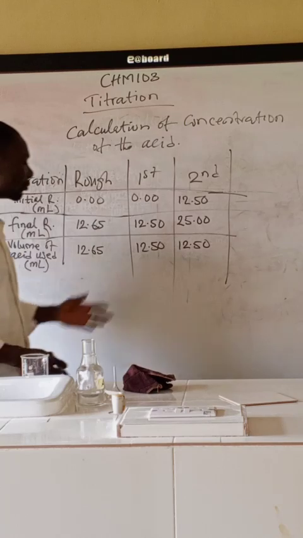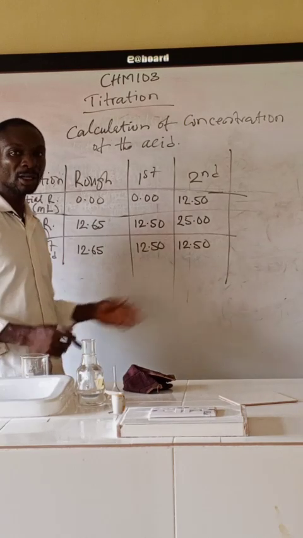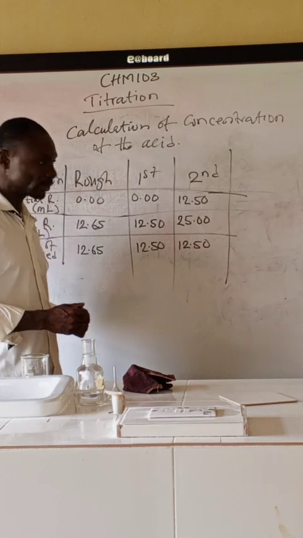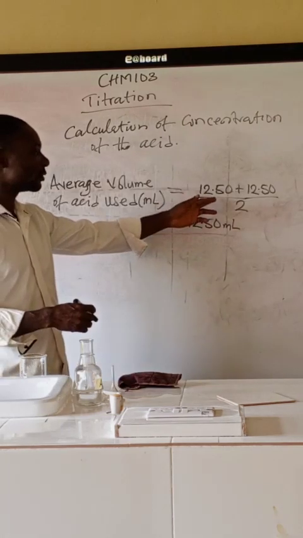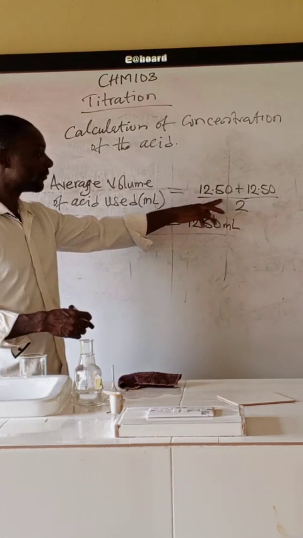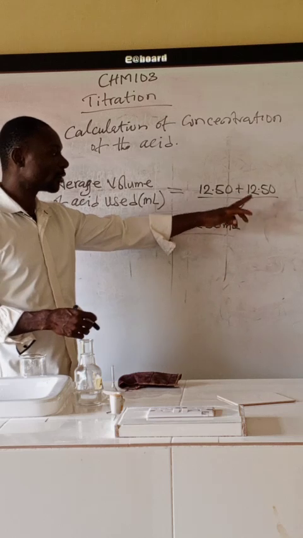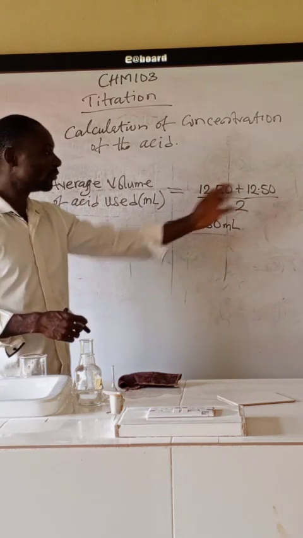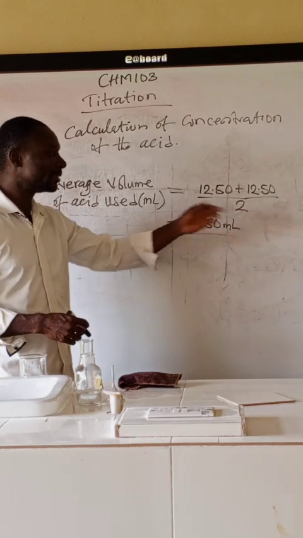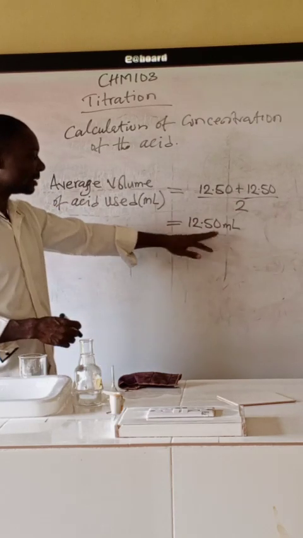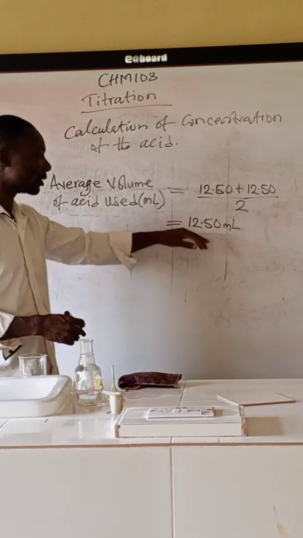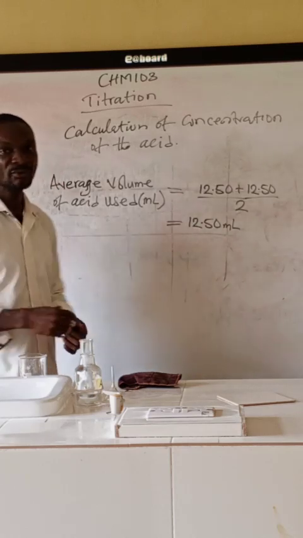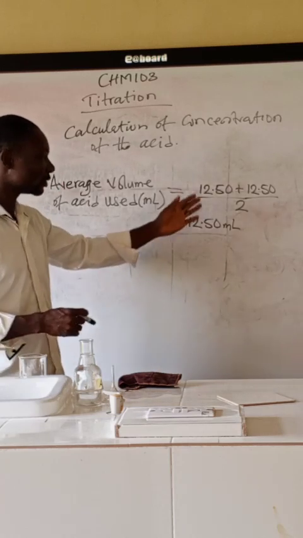We can now go ahead to work out the average volume of acid used. The first titer volume was 12.50, the second one was 12.52. To average, these two values are added and divided by 2, and the average gives us 12.50. Now this is due to how skillful I am in the act of titration.